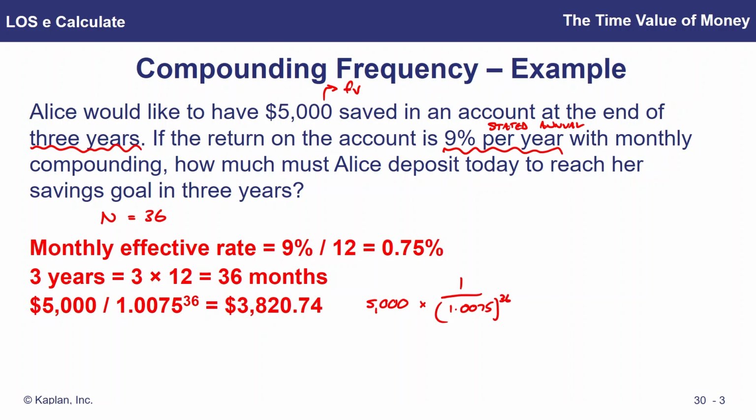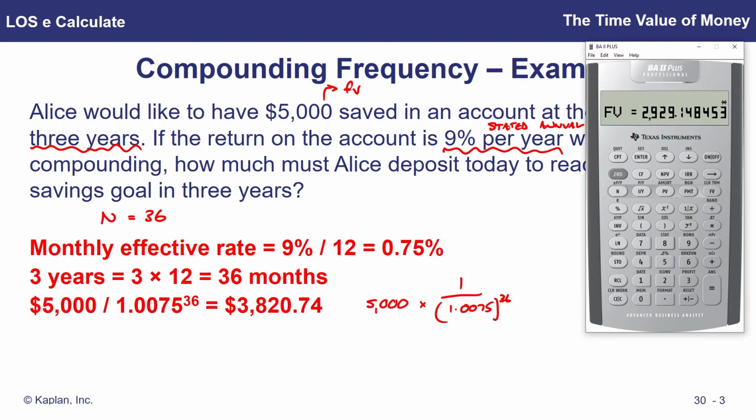Let's just get the calculator up on the screen and make sure you can enter that if you wanted to. So start with 1.0075, raise it to the power of 36 periods. The 3 years monthly, 36 periods. Take your reciprocal, and there's your discount factor, 0.7641. And then finally multiply by 5,000. And there you go, 382.74. Perfect.